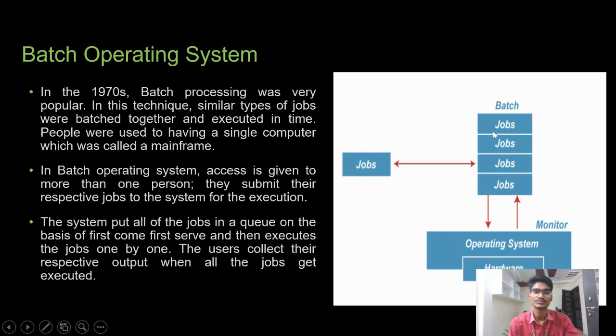This is the block diagram of how the batch operating system executes the process. This is what gives jobs to the batch queue, and this will be the process of execution of the programs based on the first come first serve requirement. As this is the first, this is the next, this is next, and this is the final. This will be executed by interacting with the monitor and then the hardware to perform their operations.